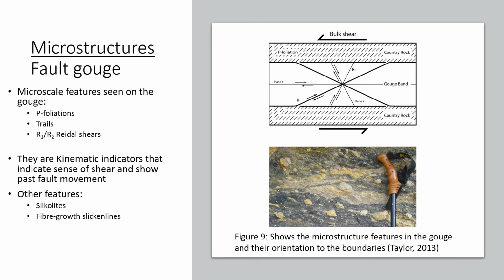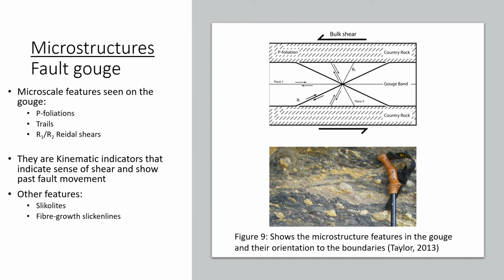Now I want to have a closer look at the microscale on the fault gouge and dolomite blocks. The structures are in the context of simple shear. The fault core gouge shows off P foliations and R1 radial shears. These are kinematic indicators. The P foliation tends to form in grains that are obliquely aligned to the gouge zone. Lab experiments of fault gouge have found that these are the first features to form.